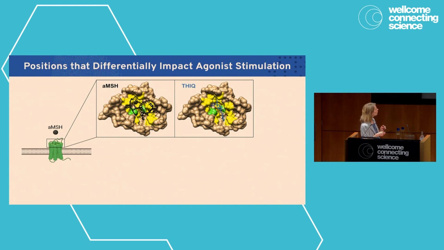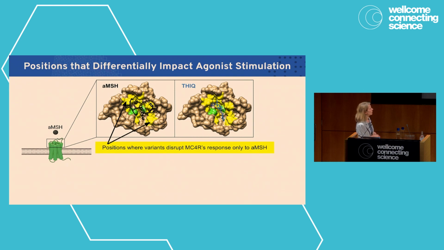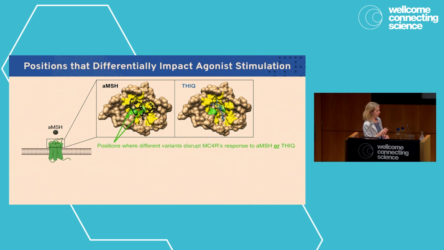The ones here in yellow are positions where variants disrupt MC4R's response only to alpha MSH. There's a fair number of these residues, which is not surprising since alpha MSH is a fairly large molecule compared to THIQ, and it interacts with a lot more different residues in the binding pocket of MC4R. What's really interesting, though, is these residues that are colored in green. These are positions where different variants disrupt MC4R's response to alpha MSH or THIQ, but not to both.